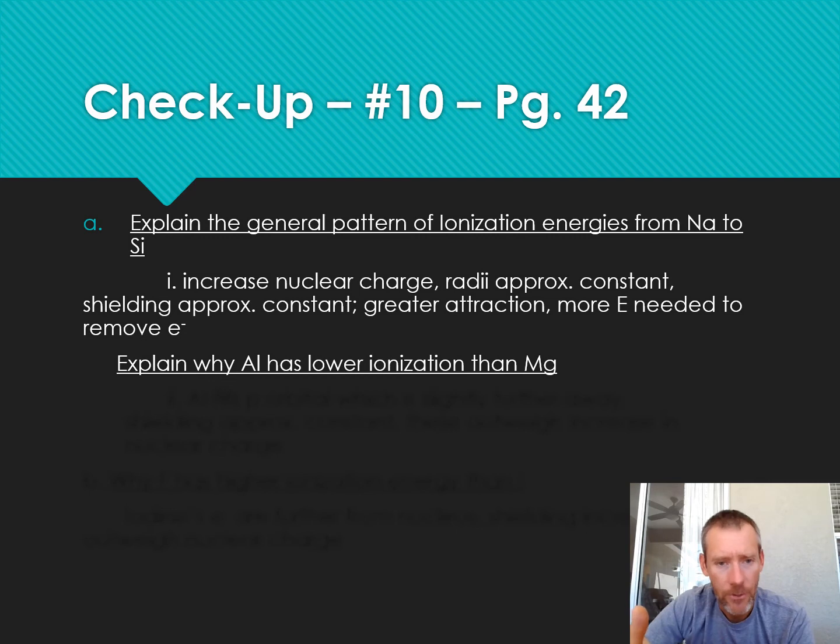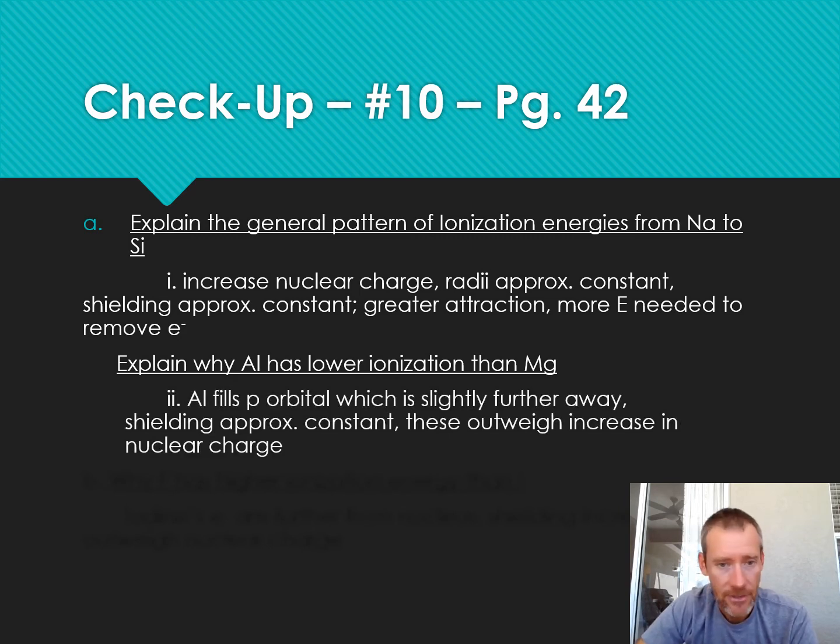Explain why aluminum has a lower ionization energy than magnesium. Aluminum's in group 3, magnesium's in group 2. So that's where you have the distance. The p orbital is further away, causing shielding, and that outweighs the increase in proton charge.